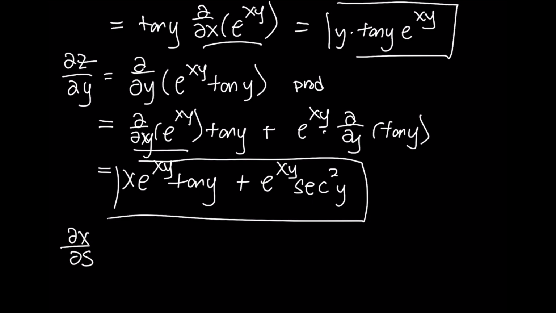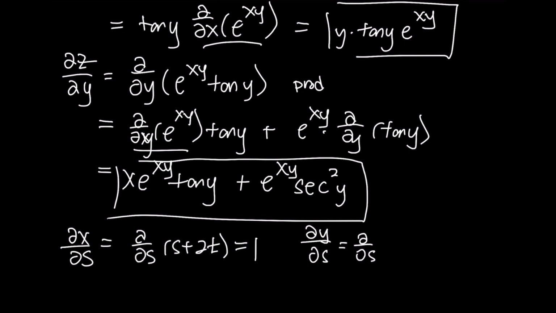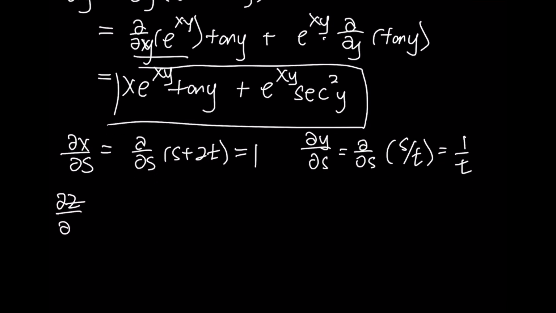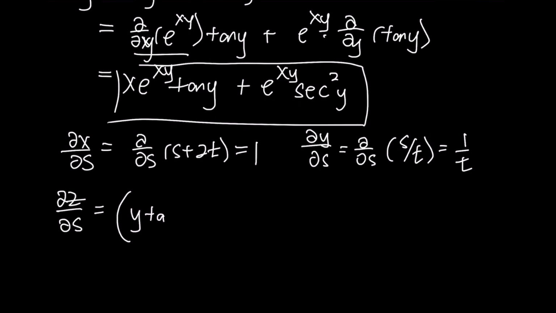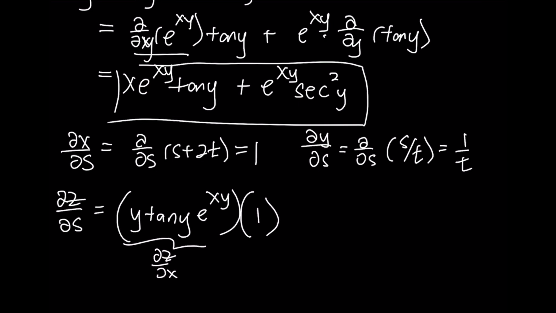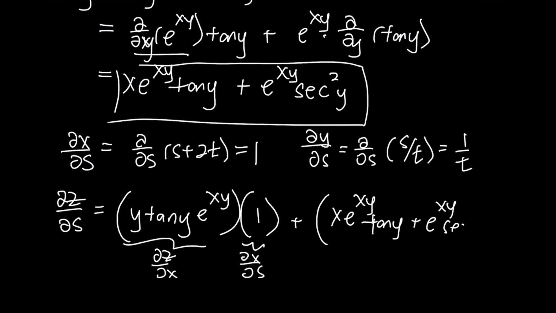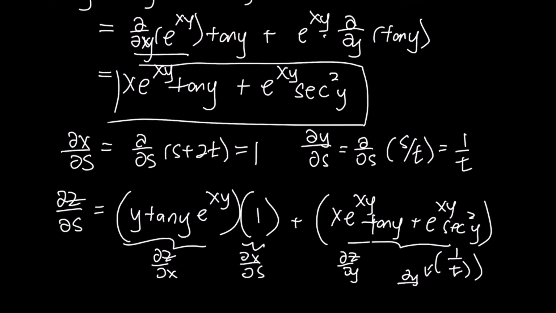Well, this is the s derivative of s plus 2t, which is just going to give me a 1, and then dy ds, which is the s derivative of s over t, which is just a 1 over t. So now I need to put this all back together. So this is now going to give me the following. I'll have a y tangent y e to the xy times a 1. So this is dz dx. This is dx ds plus x e to the xy tangent y plus e to the xy secant squared y times 1 over t. So this expression right here is dz dy, and this is dy ds.